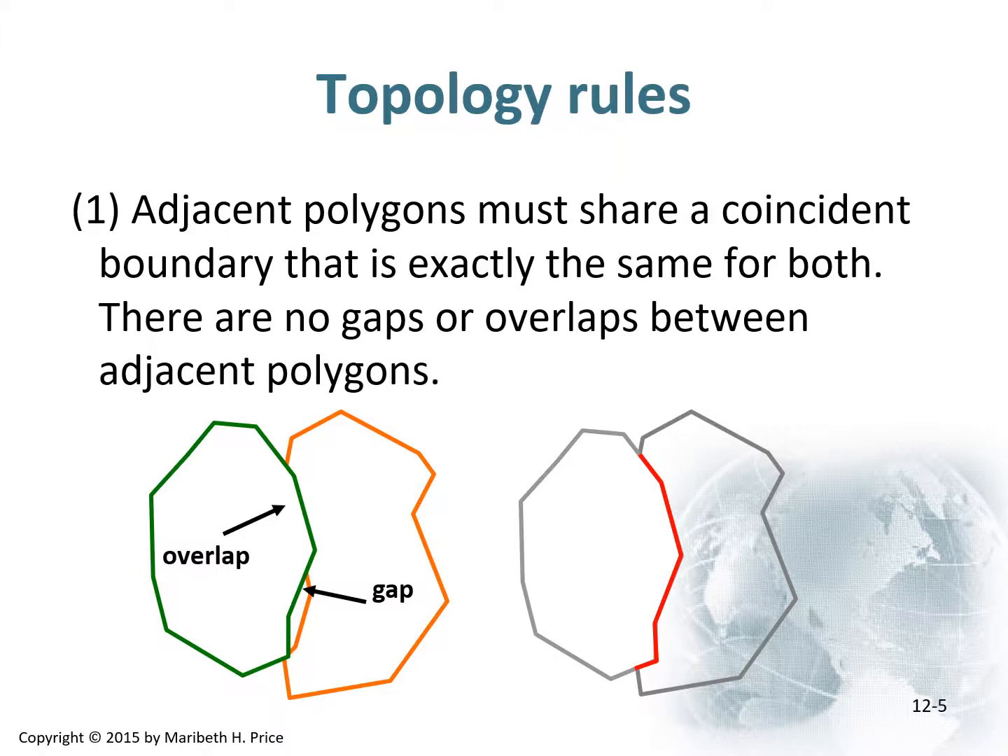That's things like adjacent polygons must share a coincident boundary that exists at the same for both. There are no gaps or overlaps between adjacent polygons. Here are some examples of an overlap, where one polygon overlaps another, and a gap where space that shouldn't be there is. The polygons on the right are how it should actually look.